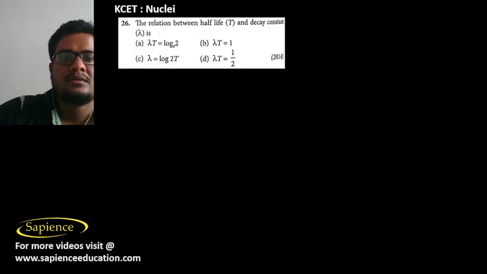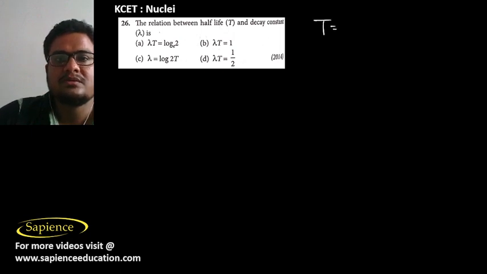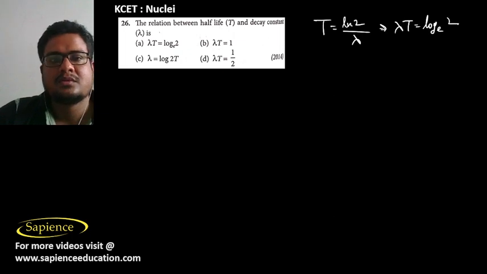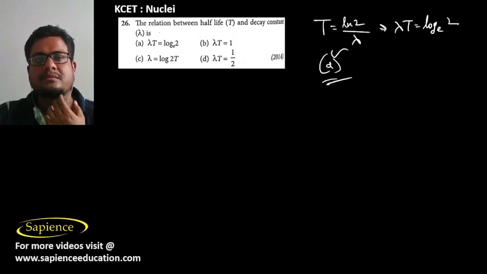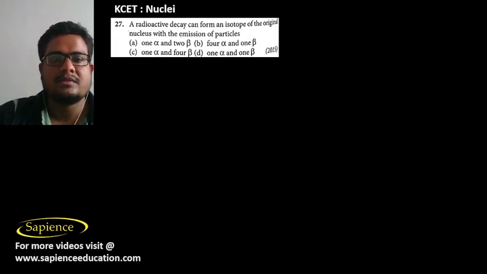Then we told the relation between half-life and decay constant. The half-life is equal to ln 2 by lambda. It means that lambda into t is equal to log base e 2. Option A is the answer. A radioactive decay can form an isotope of the original nucleus with the emission of particles.